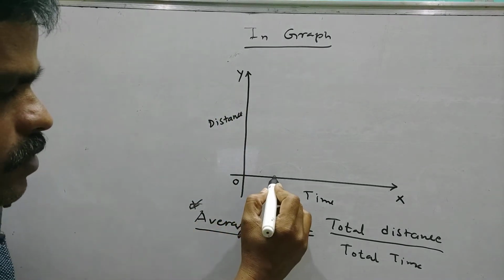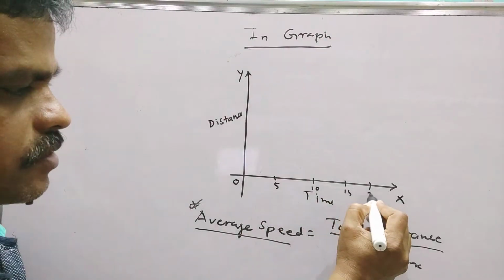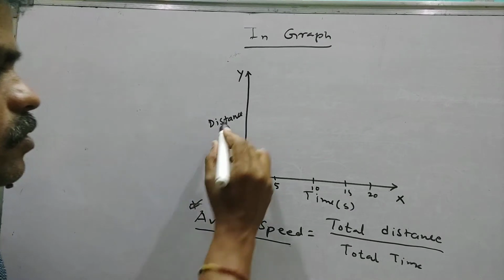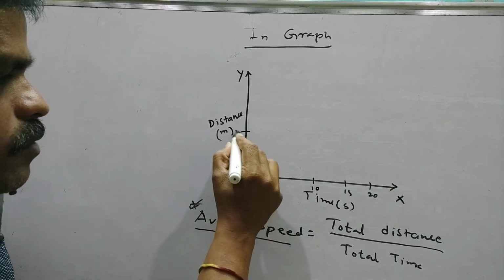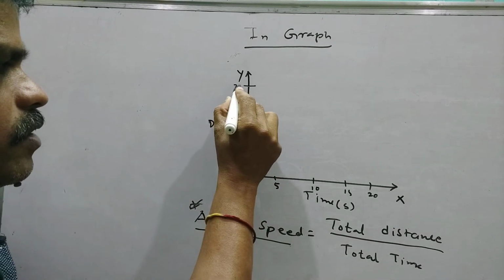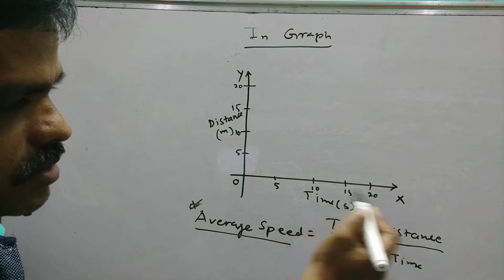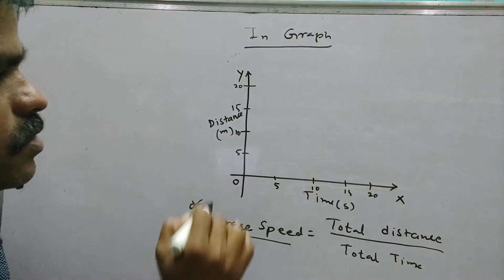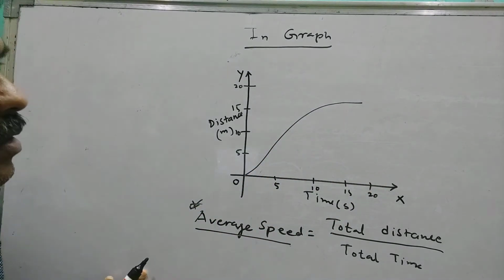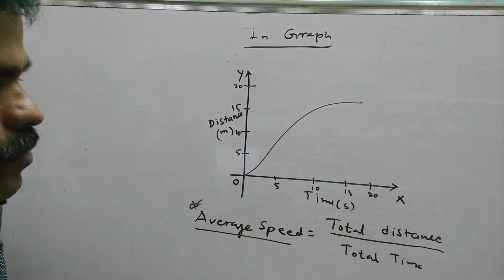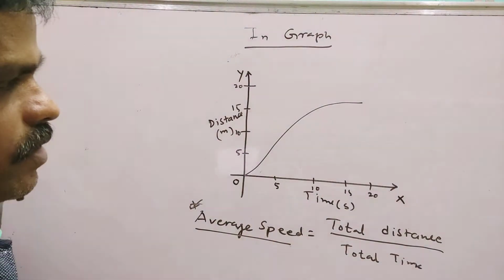So, for example, this is 5 seconds, 10 seconds, 15 seconds, 20 seconds, time in seconds. Distance in meter. So this is 5 meter, 10 meter, 15 meter, 20 meter. So I took the time in seconds on the x-axis and distance in meter on the y-axis. For example, the graph is like this. This is the question we have. By using this graph, how do we calculate average speed?